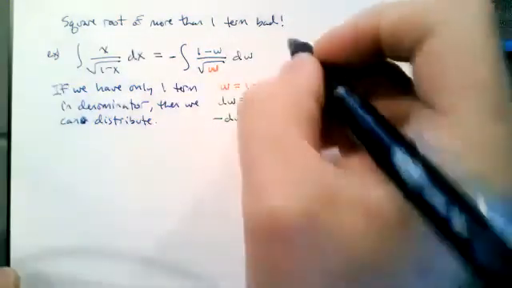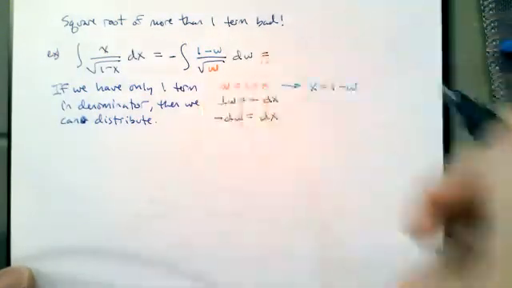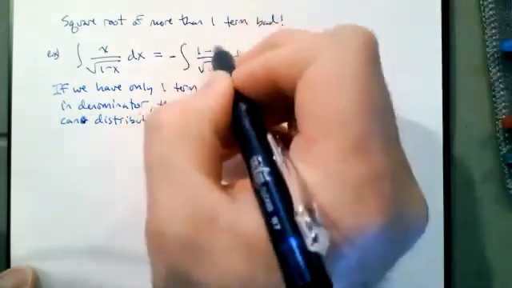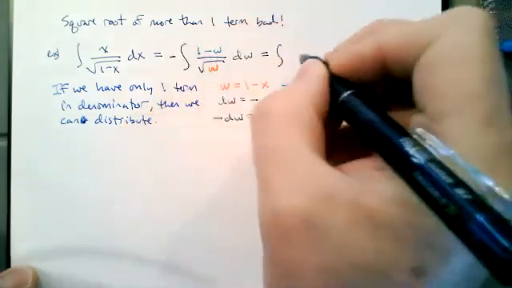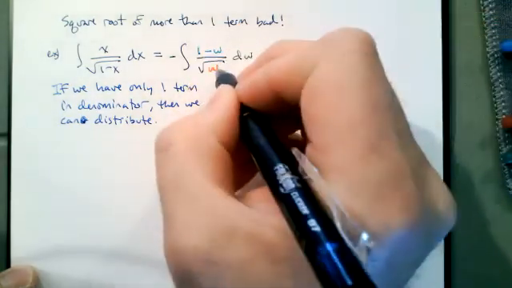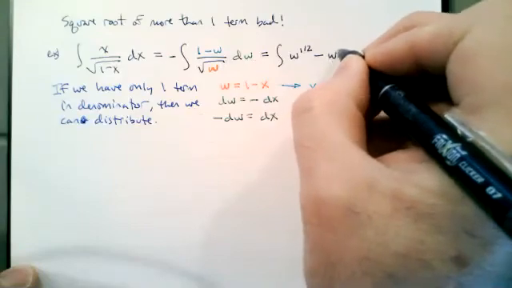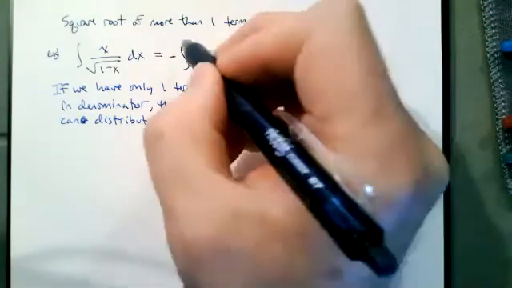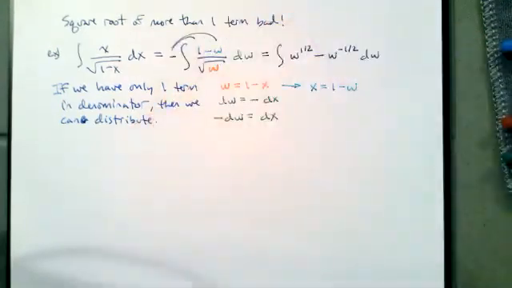So now I can rewrite this as powers of w. I'm going to distribute the negative. w divided by w to the 1/2 power is w to the 1/2 power, minus 1 over the square root of w, which is w to the minus 1/2 power, dw. So I distributed the negative and wrote them in the other order.